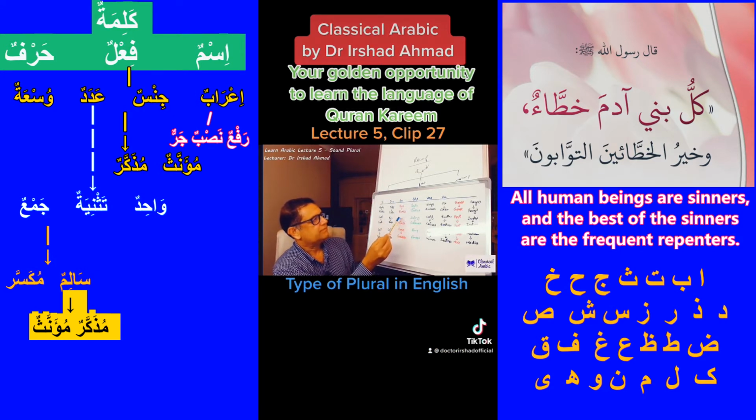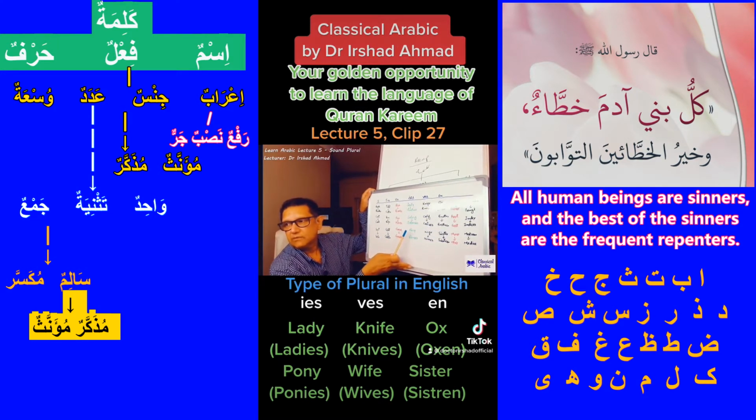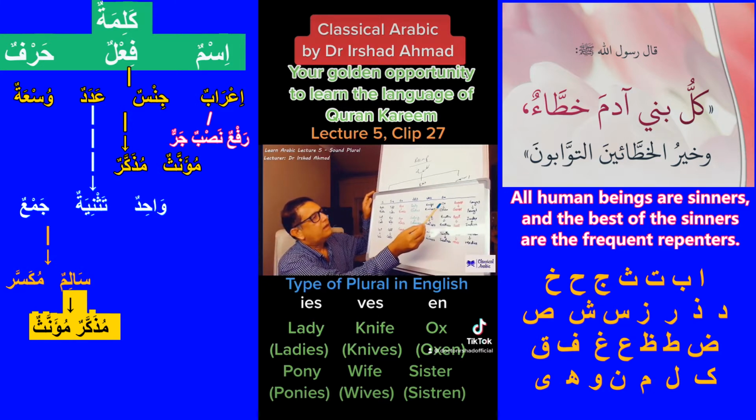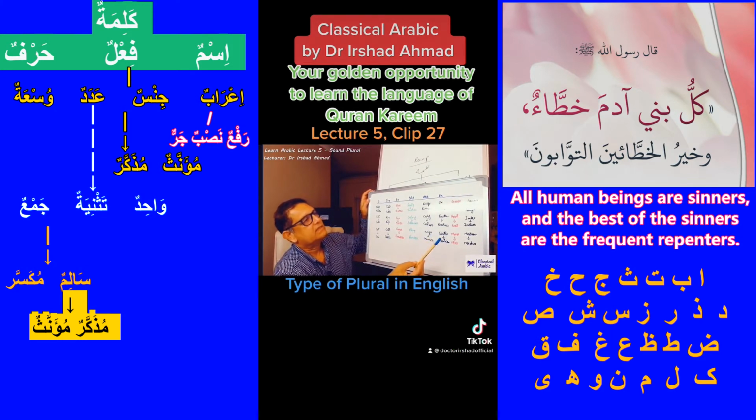Box becomes boxes, fox, foxes, grass, gas, gases. And then towards the end we add ies. Lady, ladies, celery, celeries, pony, ponies. And then we add ves. So knife becomes knives, calf becomes calves, wife becomes wives. And then we add en at the end. Ox becomes oxen, brother becomes brethren, and sister, cistern, cistern actually.